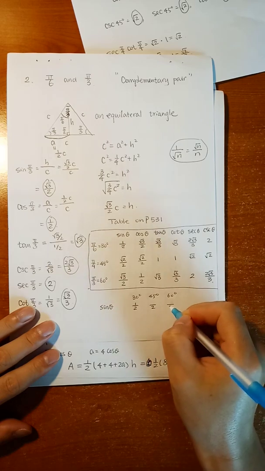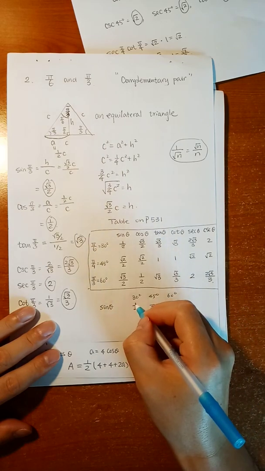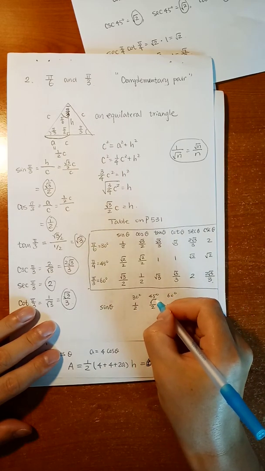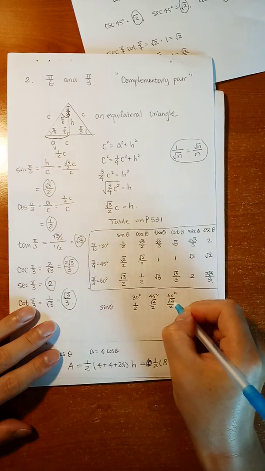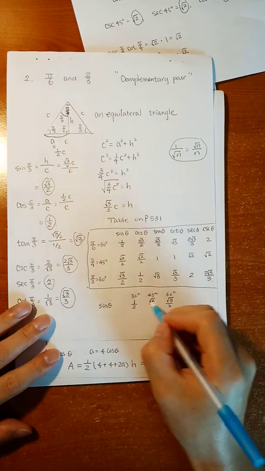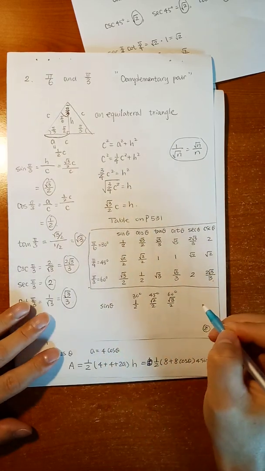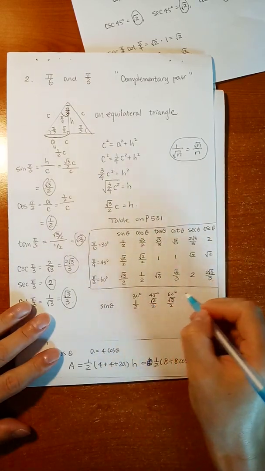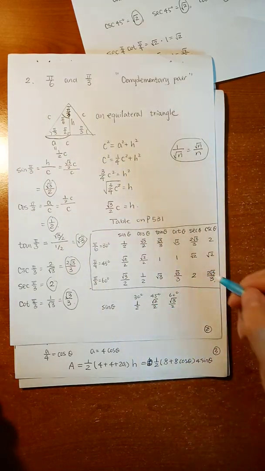They always have denominator 2. 30 is 1, 45 is root 2, 60 is root 3. 1 is actually root 1. Root 1 is 1. So you see here it's increasing: 1, 2, 3. The denominator is always 2. The numerator is always a square root: square root of 1, square root of 2, square root of 3.